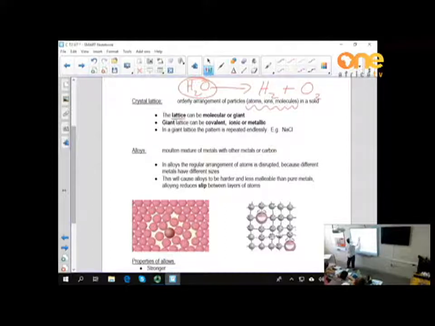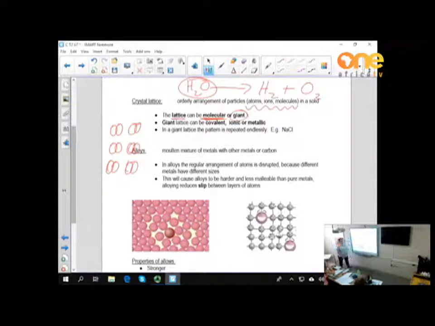Now this lattice, this crystal lattice, can be molecular. That would be something like iodine. Remember, iodine is a diatomic molecule. And there's another iodine molecule. And these molecules will be arranged in an orderly pattern known as the crystal lattice. That would be molecular.